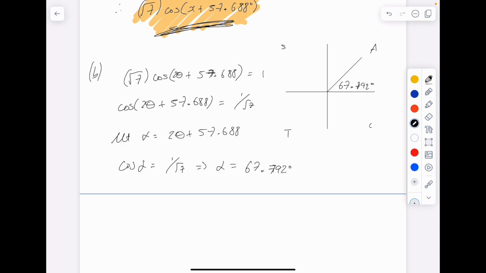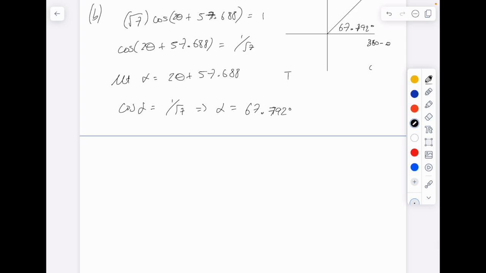Now, remember, over here, what we've got is 360 minus theta. So what we're going to get on this side then is alpha equaling 292.28. Okay, cool. So with that in mind, what we found here, guys, is 2 values for alpha.